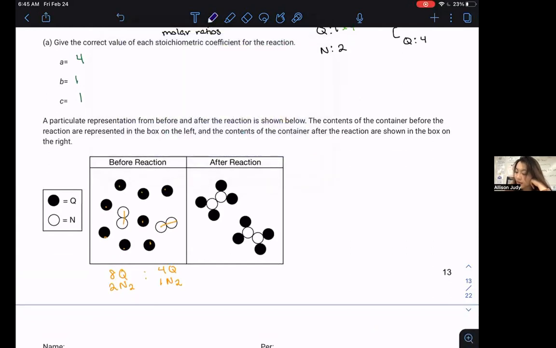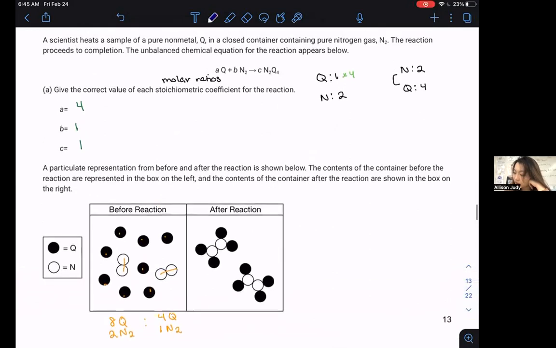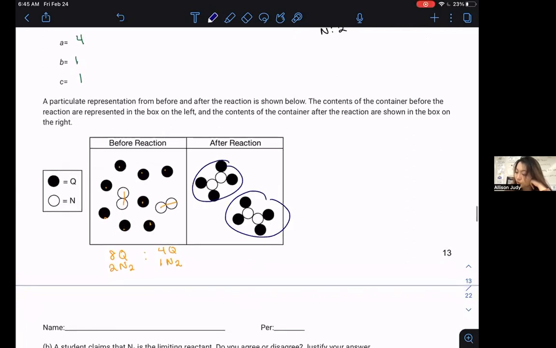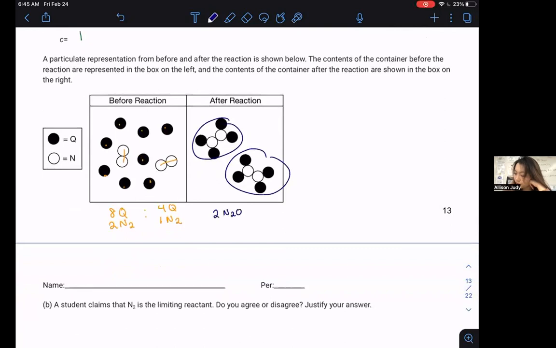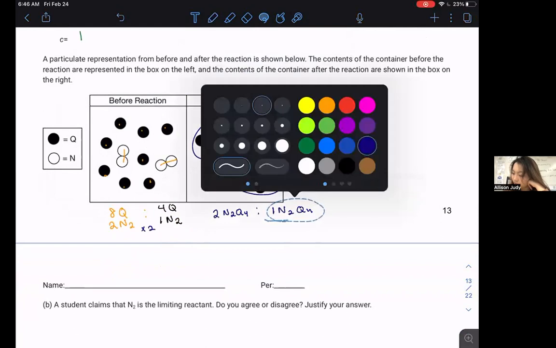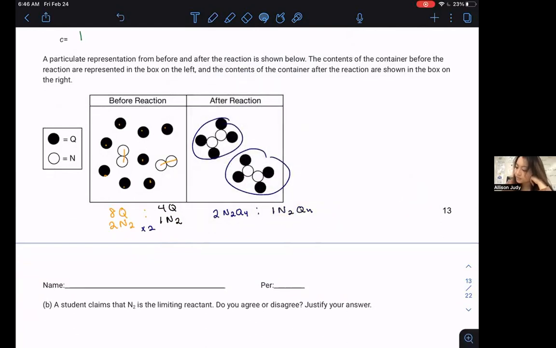And then on the product side, for every 4 Qs and 1 N2 reactant, we get 1 N2Q4. So here we have 1 N2Q4 and 1 N2Q4, so we have 2 N2Q4s, which matches the multiple we have. It matches ratio-wise. And let me change the color to offer a little more support for how to think about this. This will be black so that you see that this is the original ratio. So our particulate diagram actually represents the exact stoichiometric ratios that we would expect for this reaction.